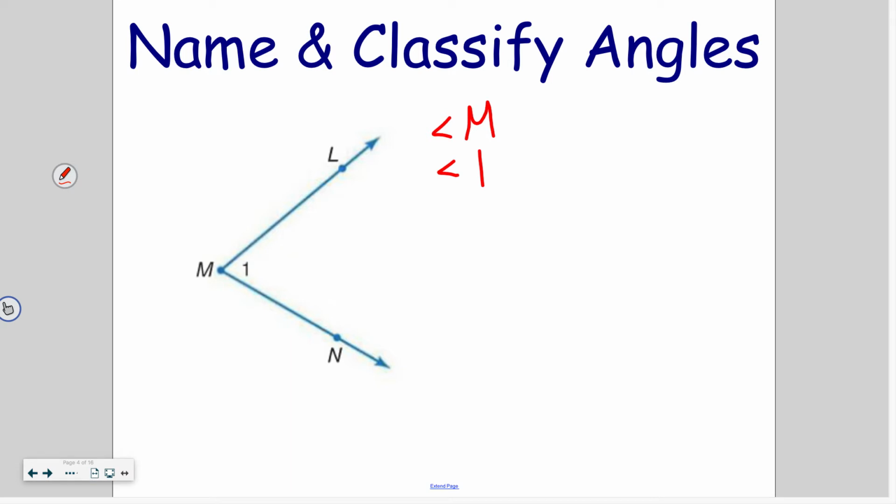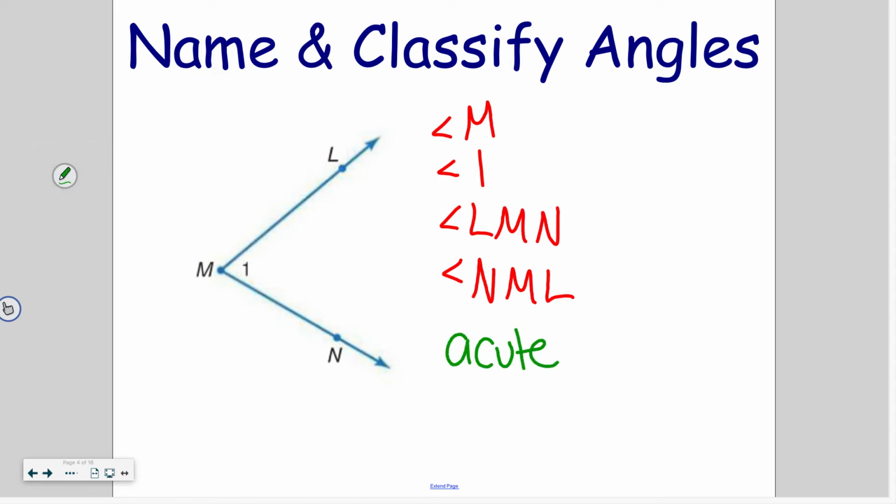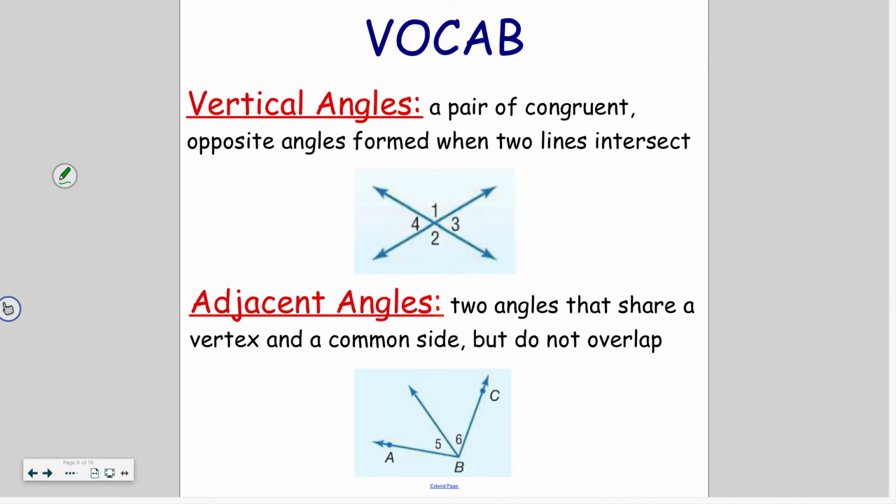Then we can get into the longer names where we start at one point, go to the vertex, and then to the next one. So our next option is L, M, N. Or you can reverse it and go N, M, L. So those are our four options for naming that your book is looking for. When it's talking about classification, that's using acute, right, obtuse, or straight. This angle is acute because it is less than that 90 degrees.